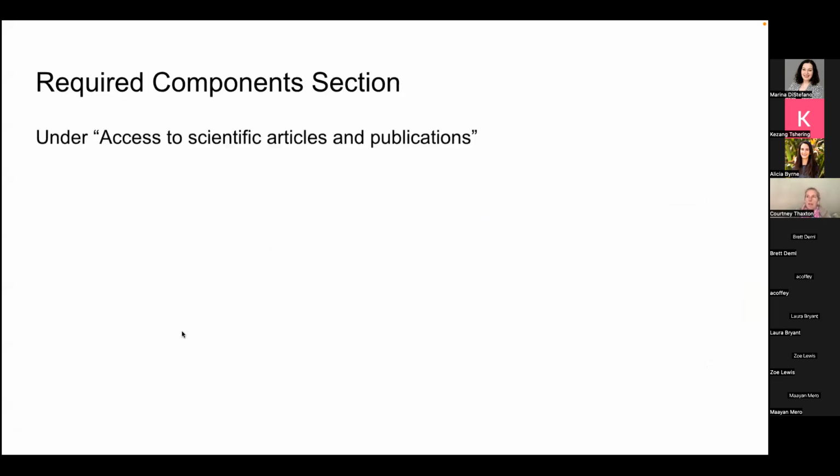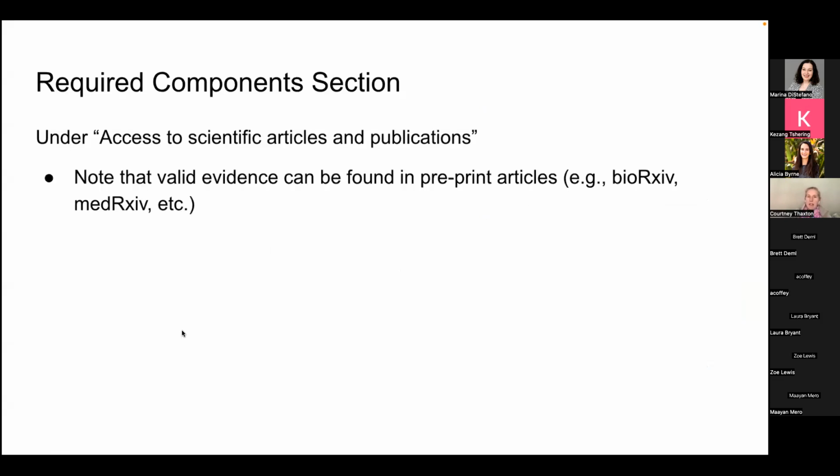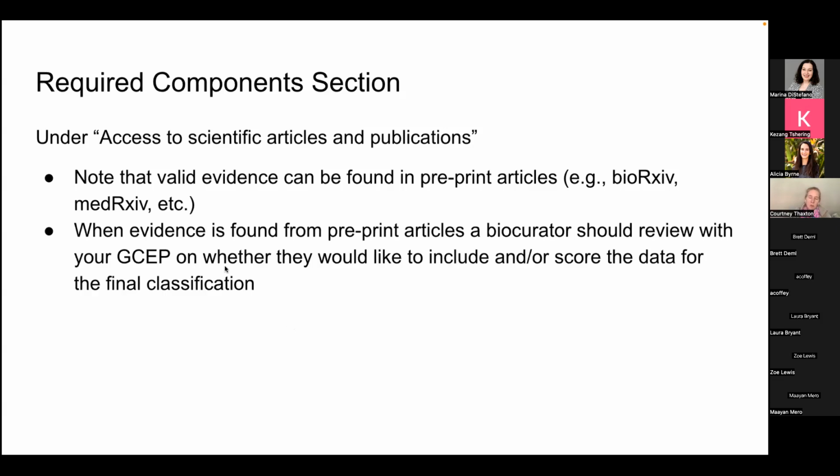Again, to the required components section, underneath the access to the scientific articles and publications, we did add a note about the use of preprint articles and the fact that there can be valid evidence within these articles. So certainly it is up to you as a group, and even as biocurators, we encourage you to look even out between PubMed to see whether there are any other pieces of evidence. In saying that, though, we do want to make sure that if it is a pre-publication, that you're really bringing this information to your gene curation expert panel to see if they are feeling comfortable with using and scoring that information as part of your curation, especially wanting to score or include the classification there.